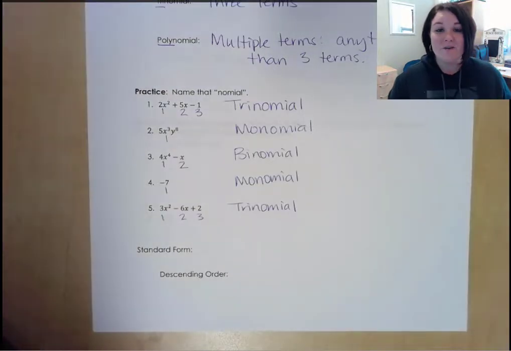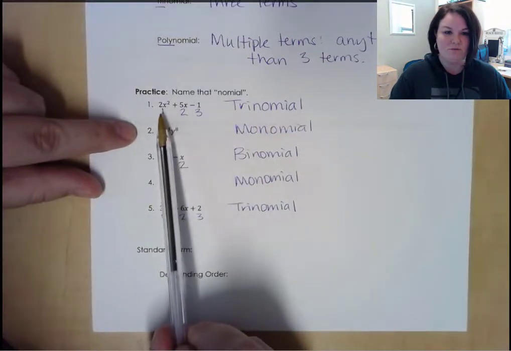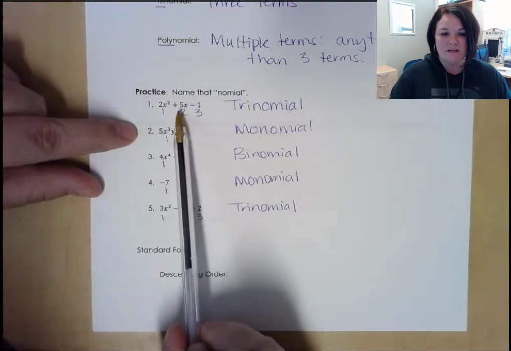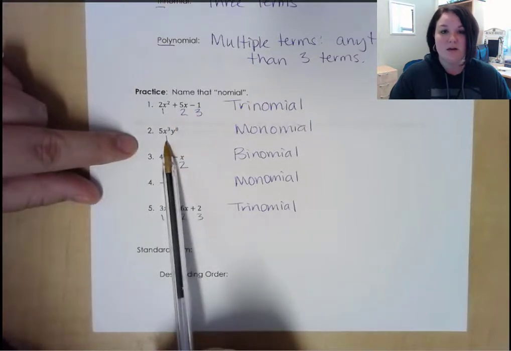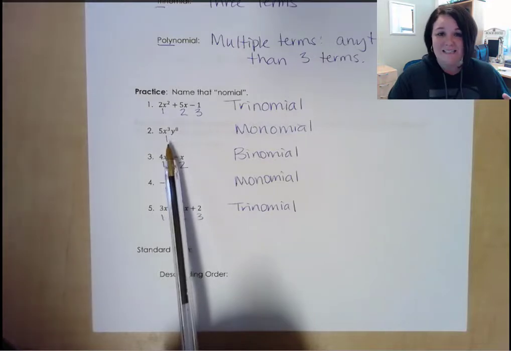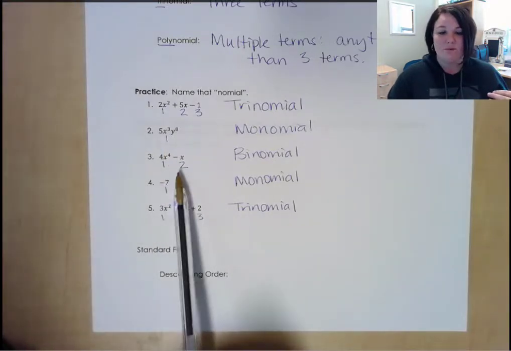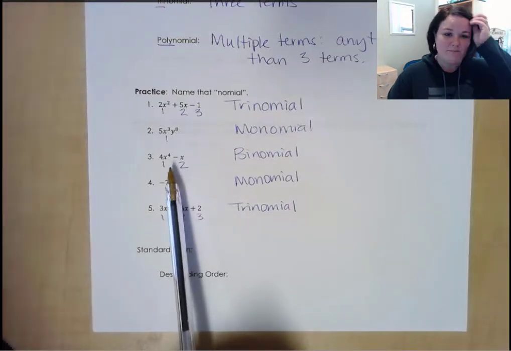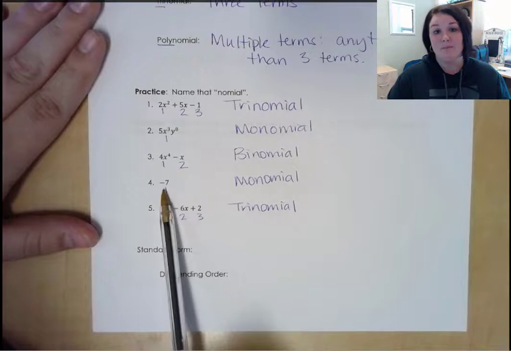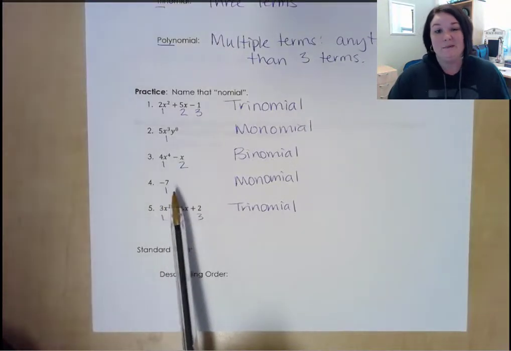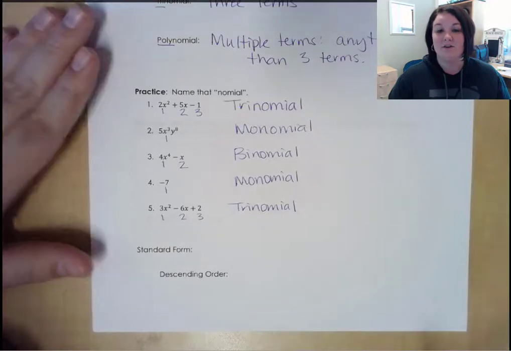All right, so let's go ahead and go over them. The first one is a trinomial because you can see here we have 1, 2, 3 terms, right? Terms are what's being separated by the plus and minus signs. Number 2 is a monomial. We just have one. Even though we have x's and y's, there's no plus or minus sign separating them. Number 3 is a binomial, right? Separated by that subtraction. Number 4 is a monomial. Even though we have a minus sign, we only have one thing, right? That just means it's a -7. We just have one term. And number 5, again, is another trinomial.